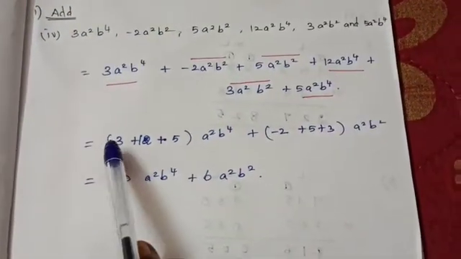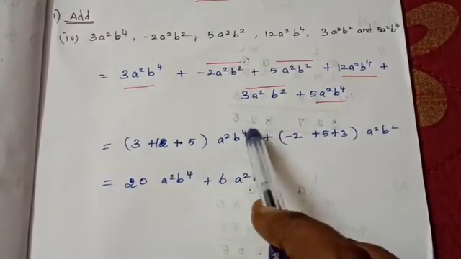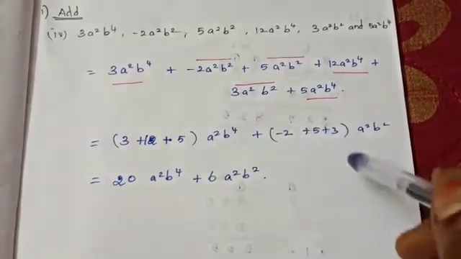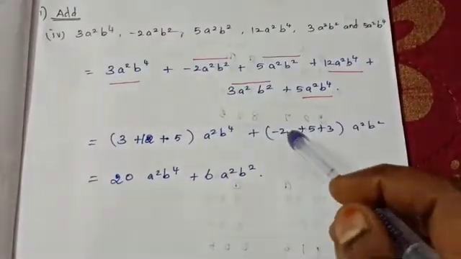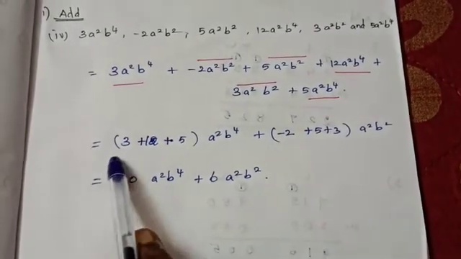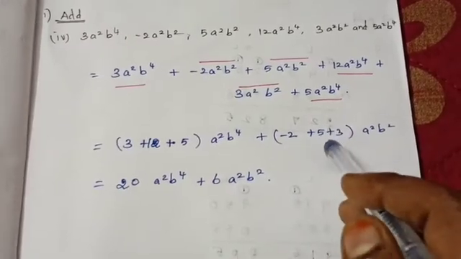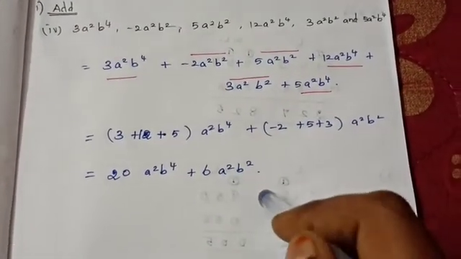So I will take only the numerical coefficients: 3 plus 12 plus 5 for a square b power 4. The next like terms are a square b square. So for all the a square b square I take minus 2 plus 5 plus 3. With the sign you will take for the addition. 3 plus 12 plus 5 I get 20 a square b power 4. Minus 2 plus 5 plus 3: 5 plus 3 is 8, 8 minus 2 is 6. So 6 a square b square.